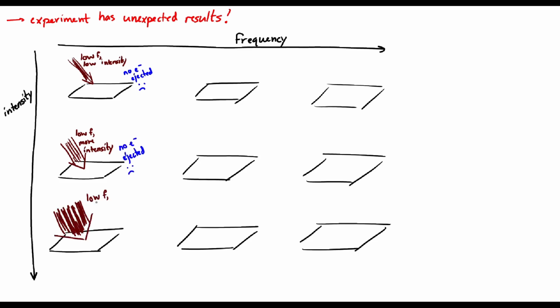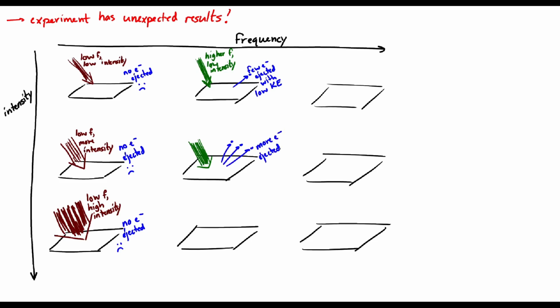So they increase the intensity even further. And even with a huge amount of intensity, sending in a huge amount of energy, no electrons are ejected at this low frequency. So they go to a higher frequency, and they try it again. Low intensity, but a higher frequency. And in this case, a few electrons are ejected with very low kinetic energies. So they increase the intensity of this higher frequency light, and what they find is they get even more of these low kinetic energy electrons ejected. And they increase the intensity again, and now they find they get many, many low energy electrons ejected from the metal.